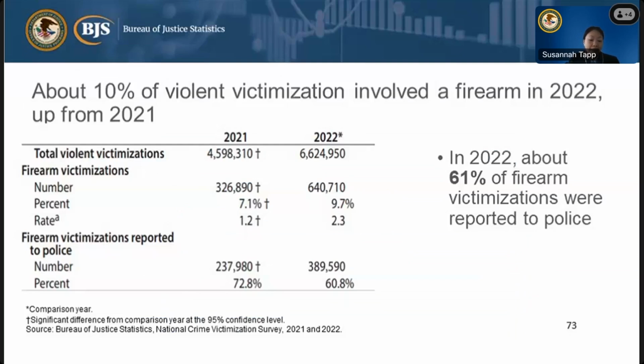Of the more than 6.6 million violent victimizations in 2022, about 10% involved a firearm, and that was an increase from the 7% in 2021. And in the NCVS, firearm victimization is defined as violent victimization where the offender possessed, showed, or used a firearm. About 61% of firearm victimizations were reported to police in 2022, which was not significantly different than 2021.